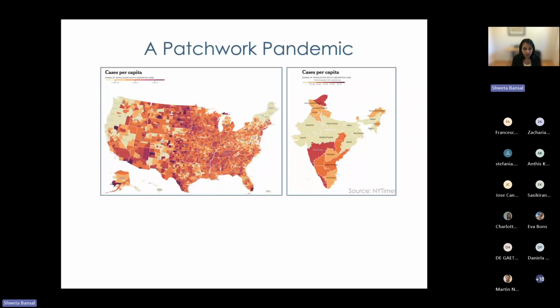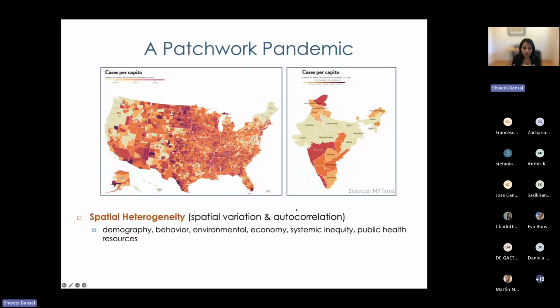And of course, we understand, right, that such geographic heterogeneity in cases is driven by spatial variation, and I would argue spatial structure or autocorrelation due to a vast number of factors, right? Behavioral ones, demography, environmental factors, economic ones, as well as public health resources and inequities. And again, the more vast the area, the more complex this geographical variation tends to be.